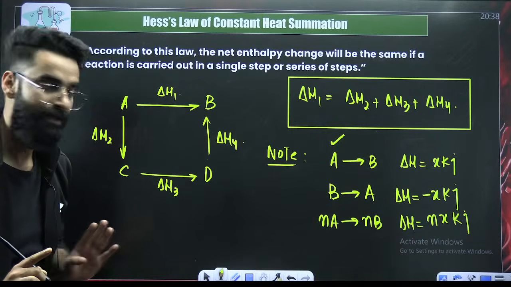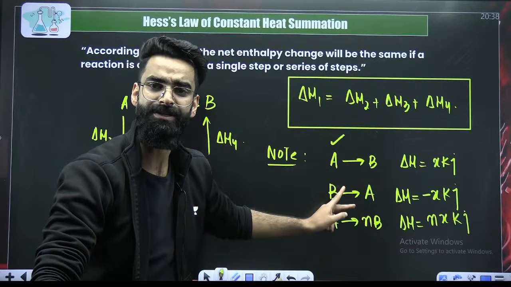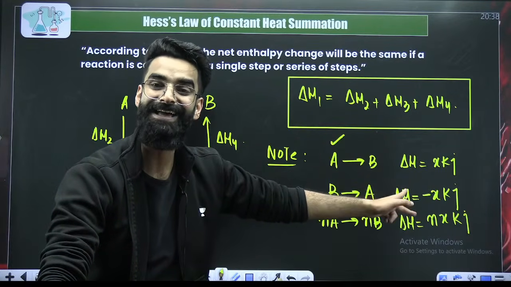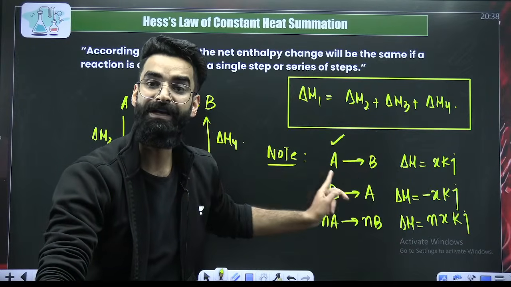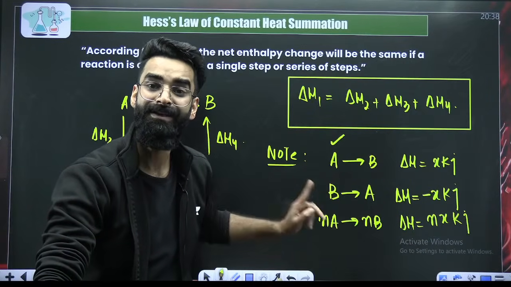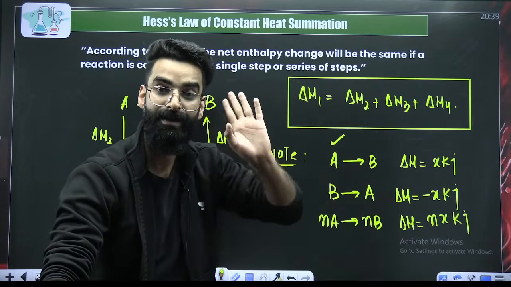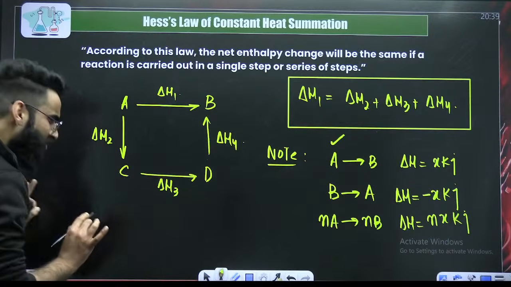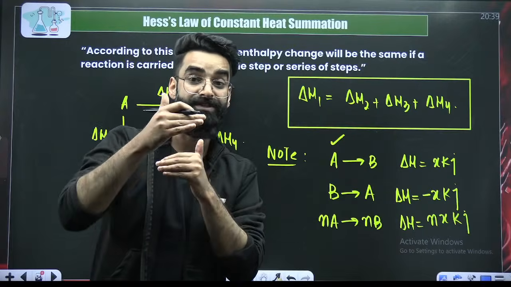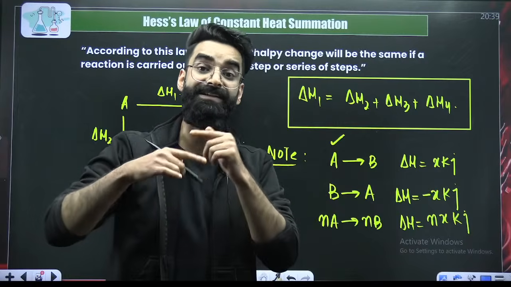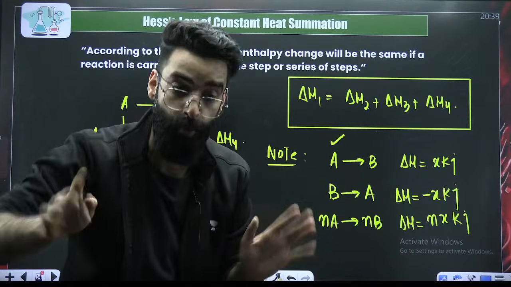So first thing, when you reverse the reaction, the delta H sign has to be changed. When you multiply a reaction by some number, that number has to be multiplied with its delta H as well. Now, my dear students, when you add some reactions, their delta H values are to be added too.